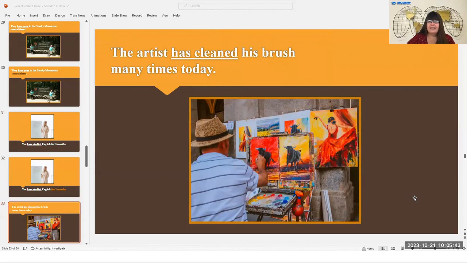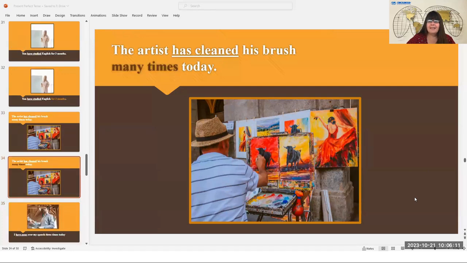The artist has cleaned his brush many times today. So we see in the picture that he's painting and he has used many different colors. So when he paints with the red, when he's finished, he has to clean his brush. And then he gets the yellow paint and he paints and he has to clean his brush. So the artist has cleaned his brush many times today. It's an action that has repeated.